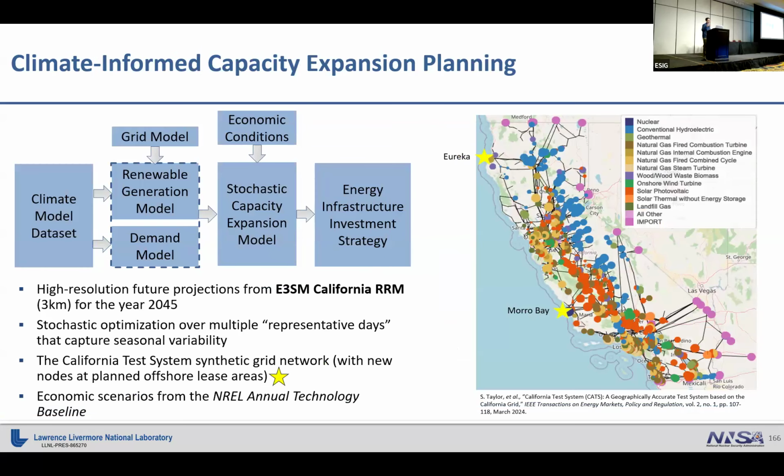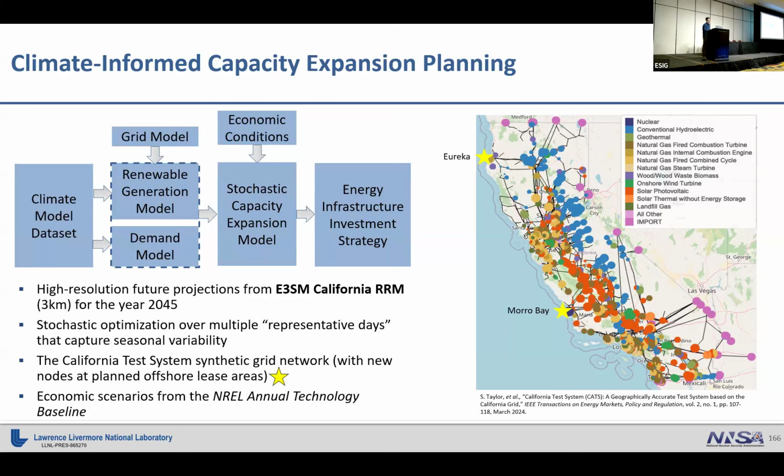So finally, I want to pull everything together. The ultimate goal of this project is to use E3SM for climate-informed capacity expansion planning. Just an overview of what we're doing here: we'll feed the climate model data set. In this case, we're looking specifically at California. So we're using the California RRM with the CATS grid model shown on the right. That's an open representation of the California grid.